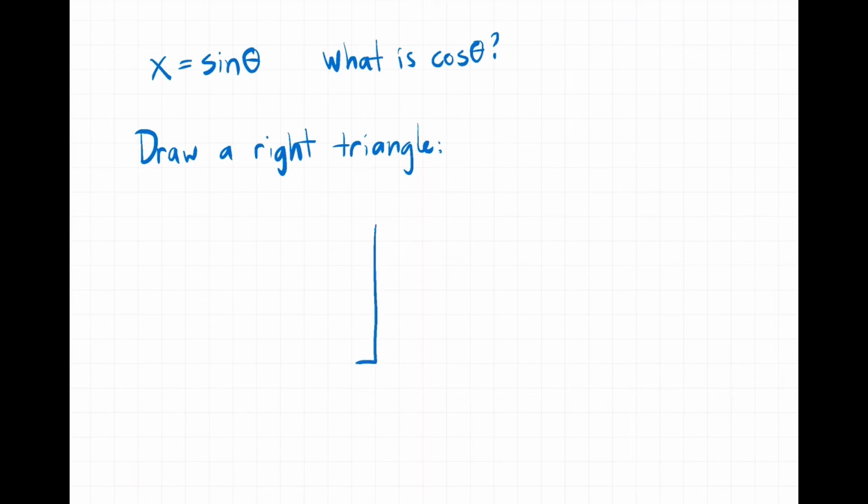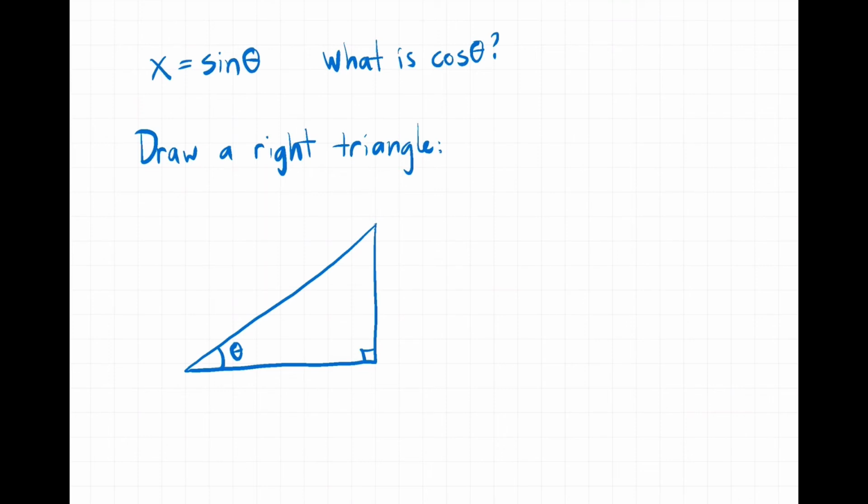Let's put it right here. It is pretty traditional to have the right angle at the bottom right, but it doesn't actually matter where you put it. And it's traditional to put our angle theta. Remember, theta is an angle, that's why we're taking a trig function of it. Put that angle theta at the bottom left. Now, x is sine theta. Sometimes it's useful to use a unit circle when handling trig functions. Other times it's useful to use a right triangle.